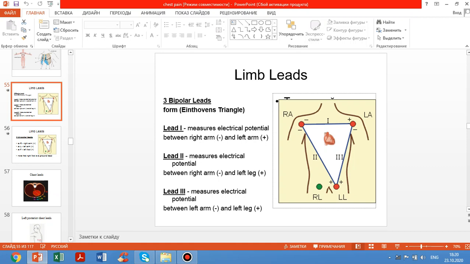Limb leads. There are 3 bipolar leads from Einthoven's triangle. Lead 1 measures electrical potential between right arm and left arm. Lead 2 measures electrical potential between right arm and left leg. And lead 3 measures electrical potential between left arm and left leg.